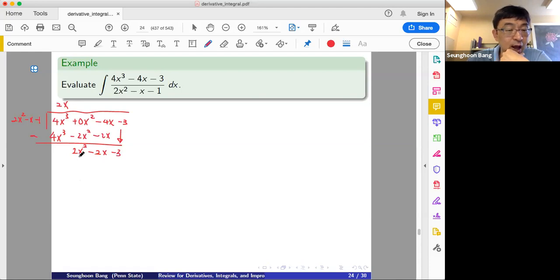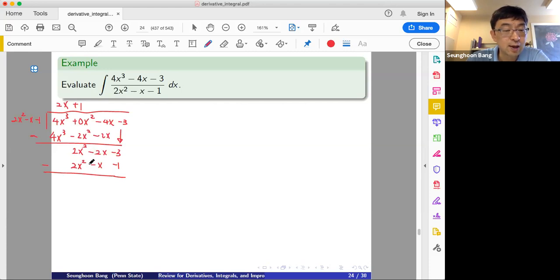Next, how can I eliminate 2x squared? We need only 1. The 2x squared times 1 is 2x squared. The minus x times 1 is negative x. Minus 1 times 1 is negative 1. And subtract. The 2x squared is cancelled.